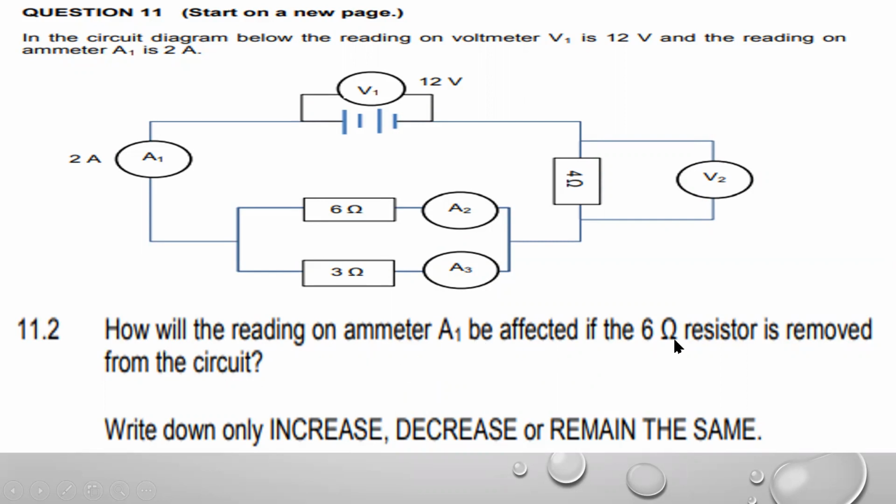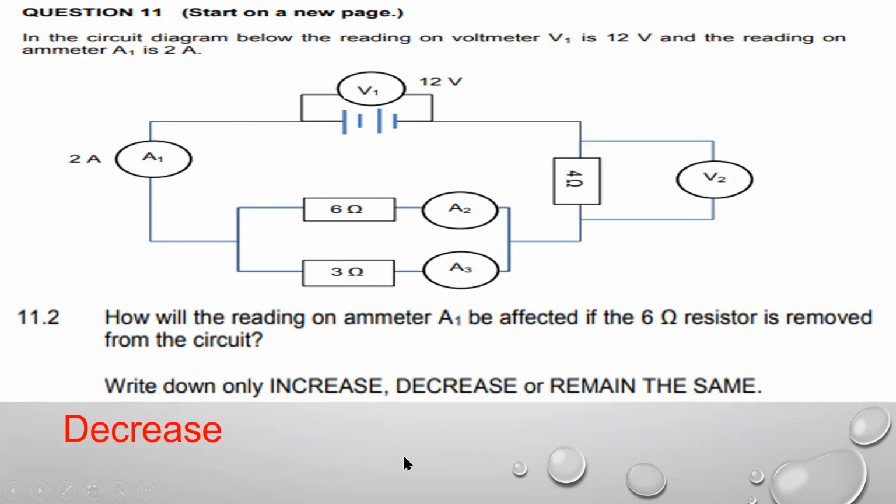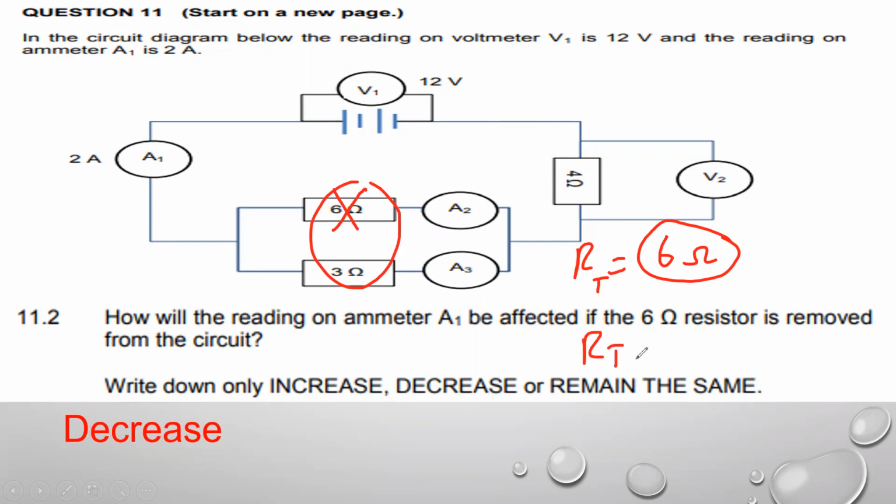Okay, what will the reading on A1 be if the 6 ohm resistor is removed? If you remove something from the parallel combination, what can happen to your current, people? The answer is decrease. Your current decreases. Why? Because your total resistance increases, people. For now, what is our total resistance? What did you calculate? You got 2 for the parallel combination, 2 plus 4, 6 ohms. You have 6 ohms for now for total resistance. And then if you remove 6 ohms from here, your total resistance is 3 plus 4, 7. New total resistance is 7 ohms. As you see, total resistance increases. If your total resistance increases, current will decrease.